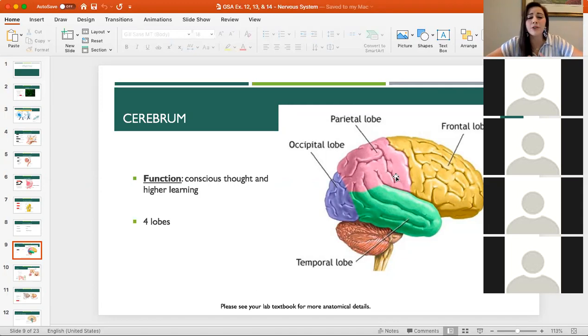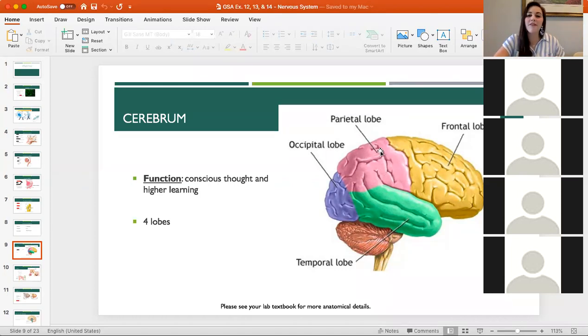This one is super important because our frontal lobe is where any type of executive function is happening. When I say executive function, I mean decision making. So you made the decision to jump onto Zoom for this lecture today. That was your frontal lobe.